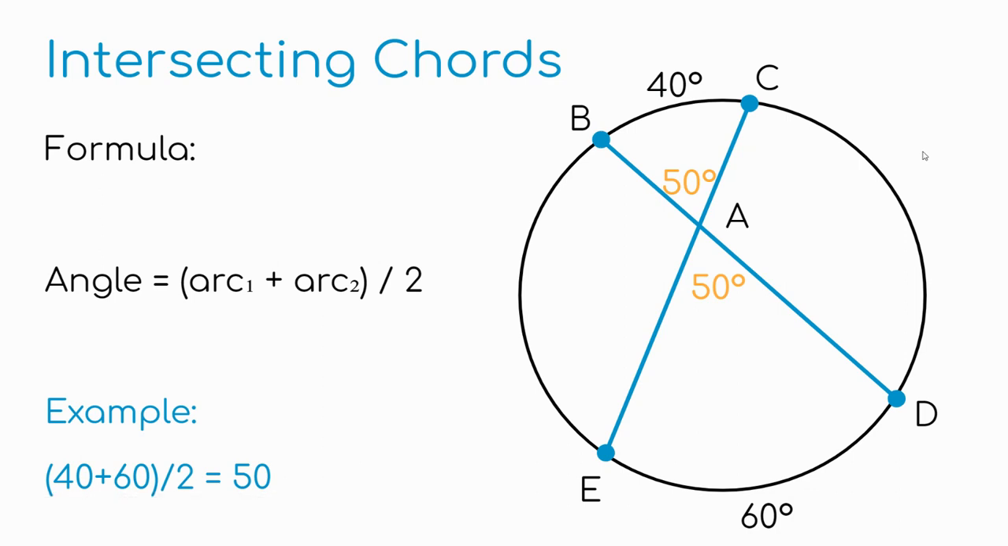So if we took our 40 and 60 from earlier, we would add them. 40 plus 60 is 100. 100 divided by 2 is 50. So now BAC and EAD are both going to be 50 degrees.